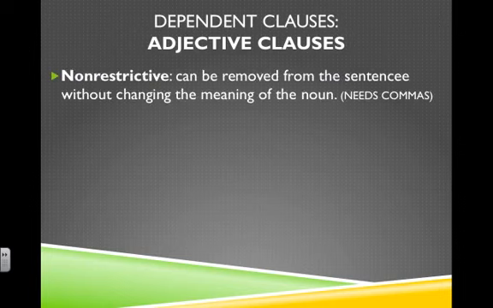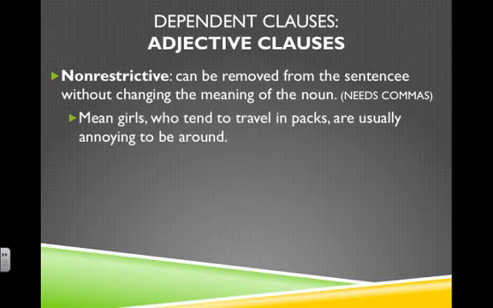Now with adjective clauses, sometimes we do have to think about commas. It has to do with whether they are restrictive or not. Non-restrictive adjective clauses mean that they can be removed from the sentence without changing the meaning of the noun, and that needs a comma. So think of it as something extra, and that comma is showing I can take it out and I haven't changed the meaning of my noun. So for example, mean girls, who tend to travel in packs, are usually annoying to be around. That clause, who tend to travel in packs, I can take that out and I'm still talking about the same mean girls, okay? So I haven't restricted the noun.